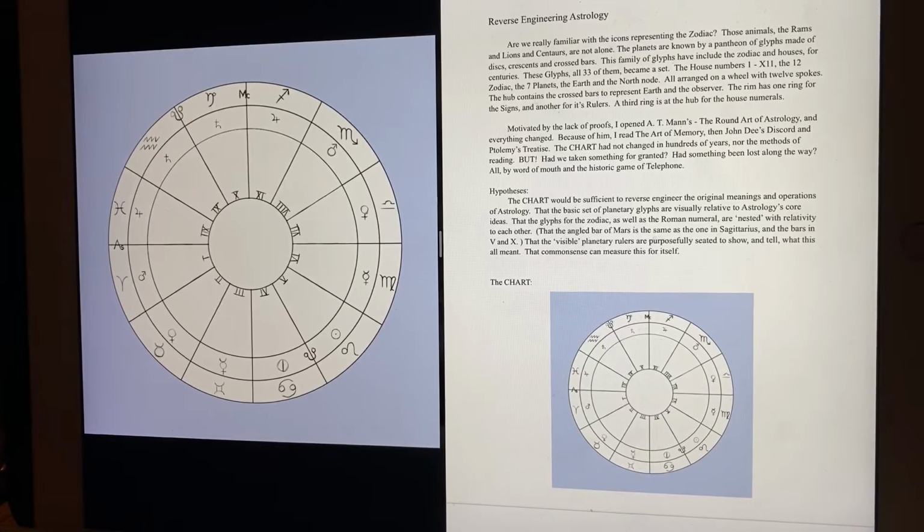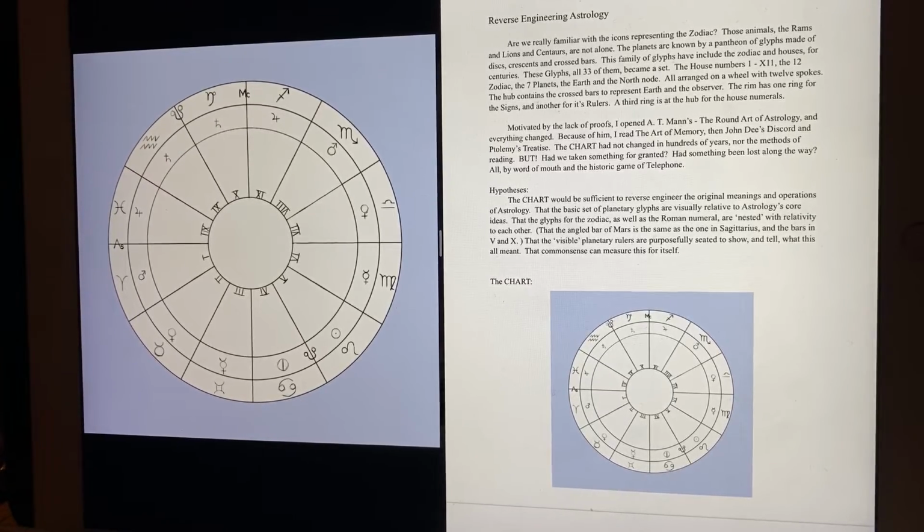So I will be reading it in as many parts as it takes to get it down. So here's the article. It's titled Reverse Engineering Astrology, which is a bit of a flip on the titles of these videos. But regardless, here we go.